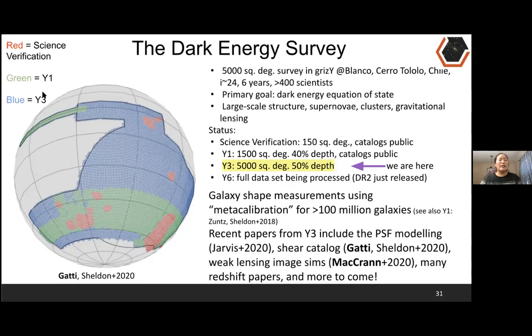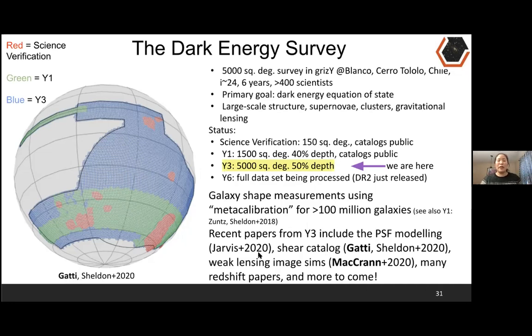And then now what we're analyzing is the year 3 results, and that's covering the full footprint, but only to 50% of the full depth. And we've recently released some papers. The paper that describes the shape measurements for over 100 million galaxies in this Y3 data set is Gatti, Sheldon et al. 2020.